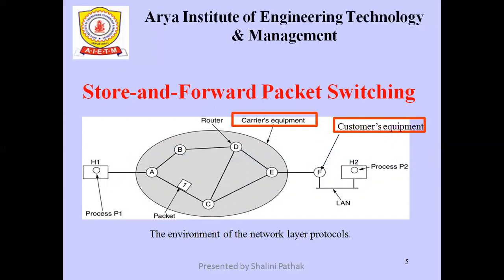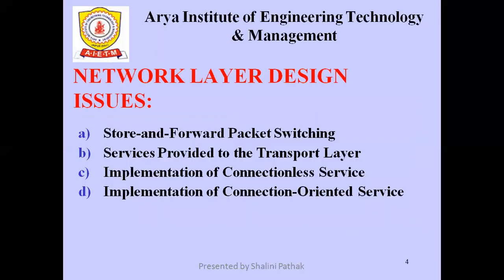So if the packet arrives from H1, it will decide the path and reach H2. Here the packet is stored until it has fully arrived, so that the checksum can be verified. Then it is forwarded to the next router until it reaches the destination. This mechanism is called store and forward packet switching.